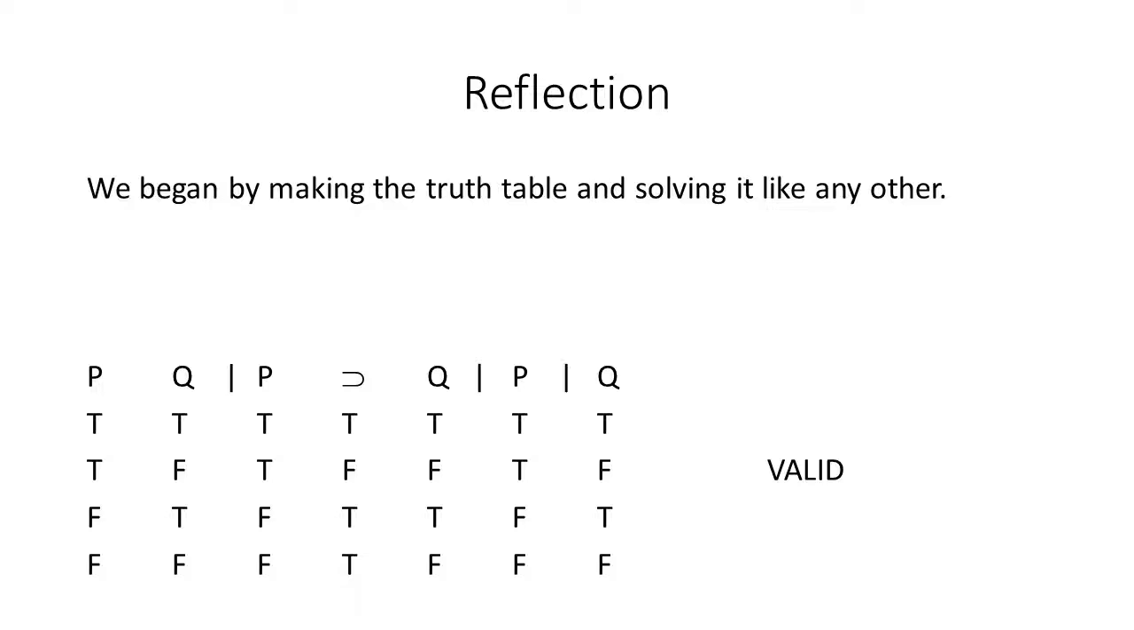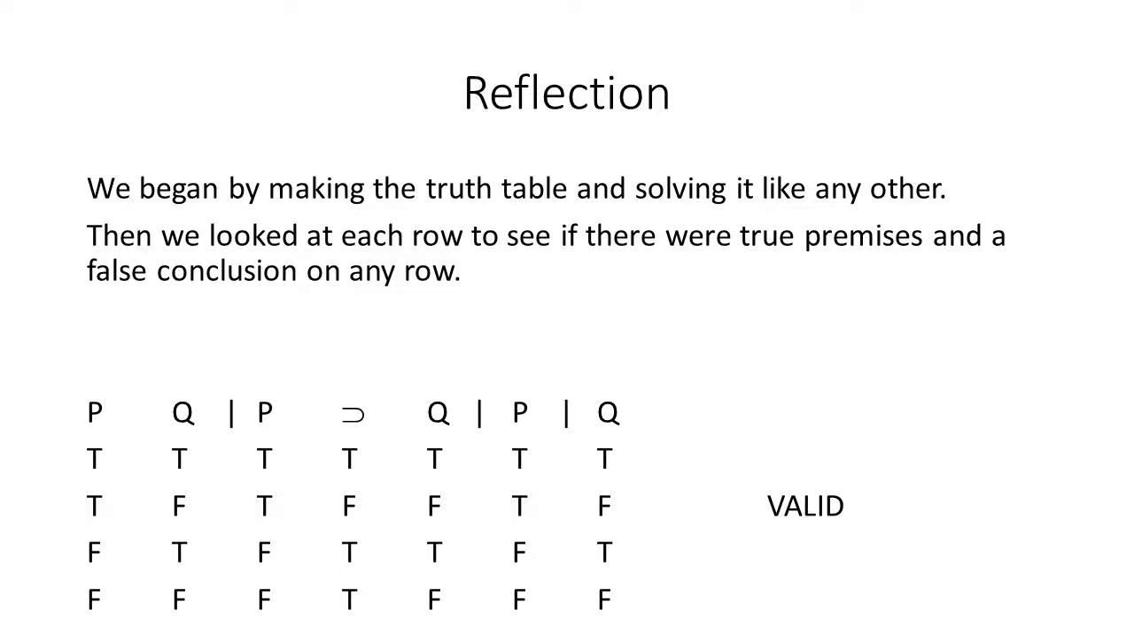Okay, so we began by making the truth table and solving it like any other. Then we looked at each row to see if there were true premises and a false conclusion on any row. So we started with our first row, went to our second row, and so on. We didn't find any row where there were true premises and a false conclusion, so the argument is valid. Because we've shown that it's not possible for the premises to be true and the conclusion false at the same time, it means that this argument's valid.